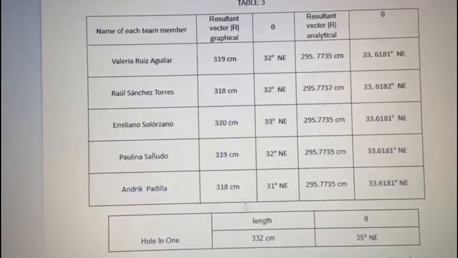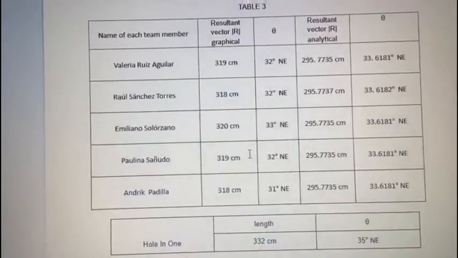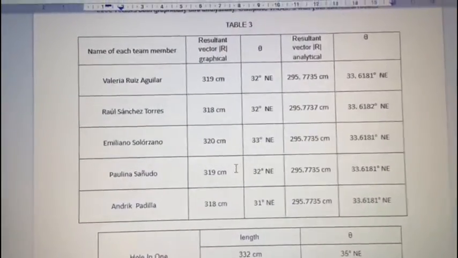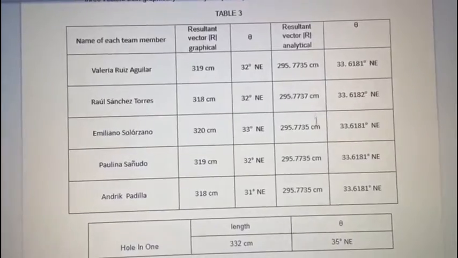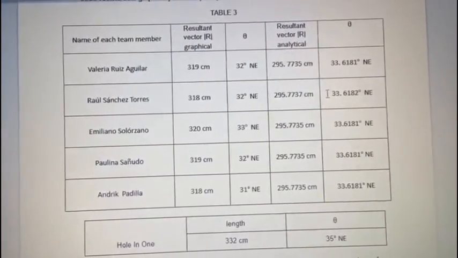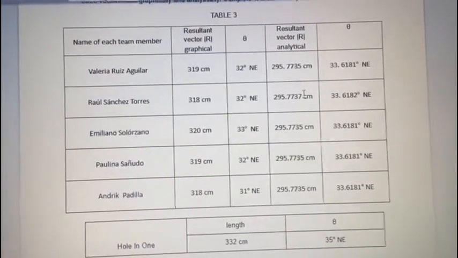So for the discussion and analysis, I'm going to explain how different the resultants were from the analytical and graphical method, and what this resultant vector represents. In the graphical method, we all got almost the same resultants, but a little bit different. This was because we all used a different method to measure this, and in the analytical, we almost all got the same, except for Raul, who got a little bit different, but it was really close.